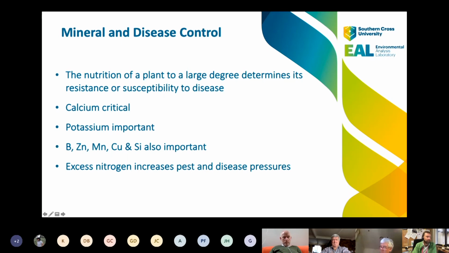Mineral and disease control. I mean, nutrients of a plant to a large degree determine its resistance or susceptibility to disease. I know there's a lot of people sprouting that if you do have a deficiency of silica, you then are more prone to disease because it's an element that seems to be building up the structure of leaves and the structure of plants. Calcium critical. If you've got a deficiency of calcium, we'll often see pests come through and wipe out something that's really deficient of calcium. It doesn't have that structural support. Potassium's important to keep up. Obviously, all your elements there, your micronutrients, they're all building your disease resistance as well.